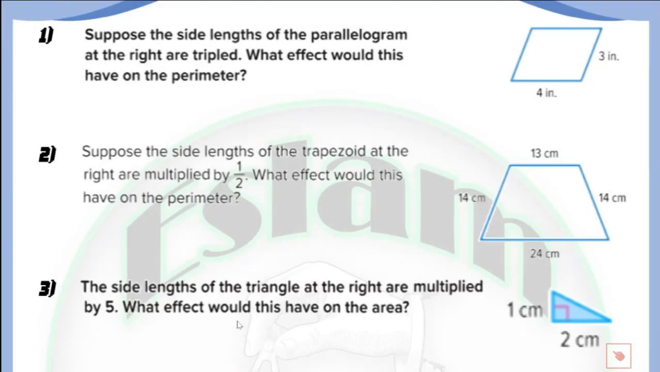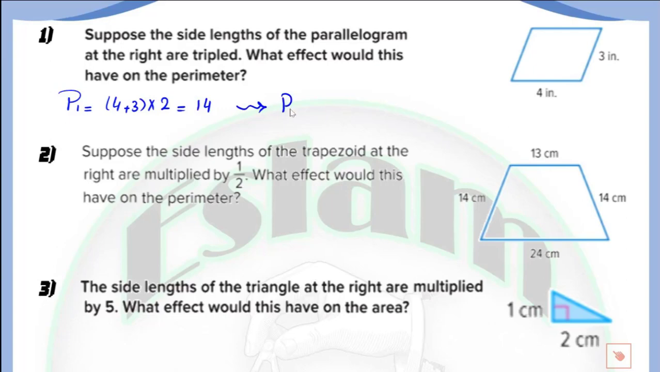In question number 1, we have a parallelogram with dimensions 4 and 3. What will happen to the perimeter if you triple all of the sides? If you triple the sides, it means you multiply the sides by 3. So we need to find perimeter number 1. We know the perimeter of the parallelogram equals the sum of the two adjacent sides multiplied by 2. So it will be 4 plus 3 multiplied by 2, which equals 14.